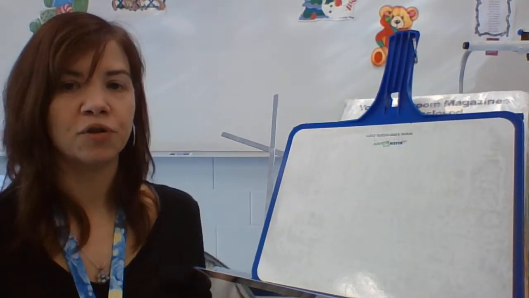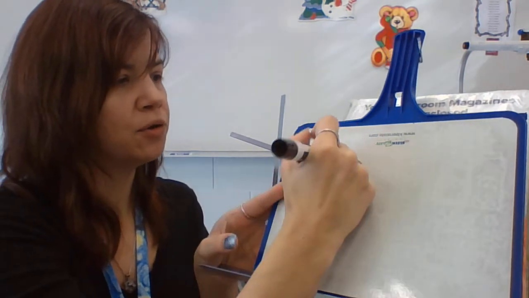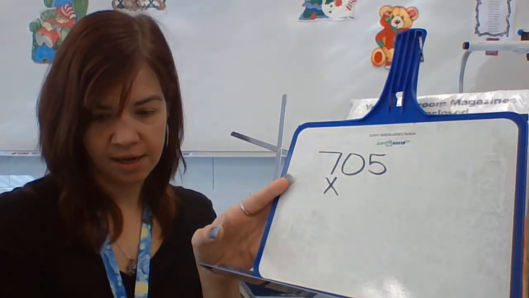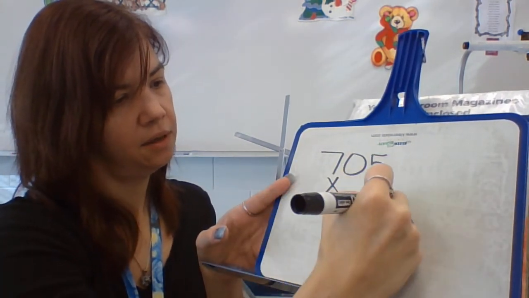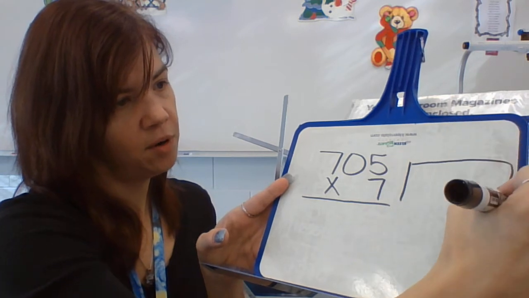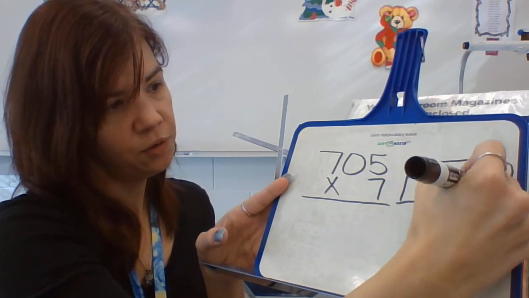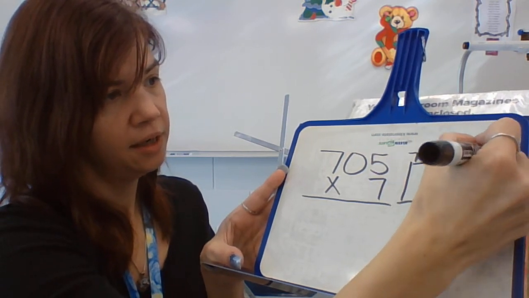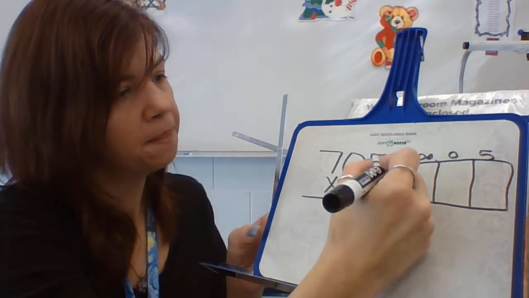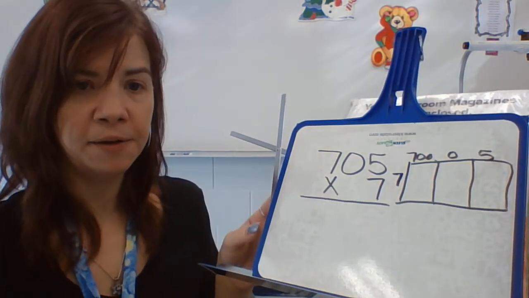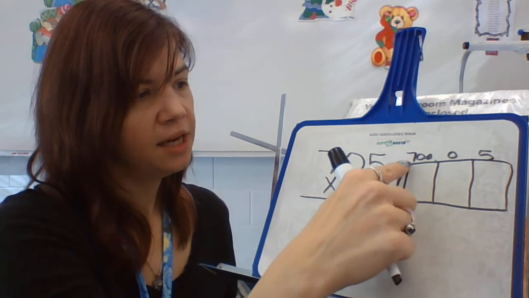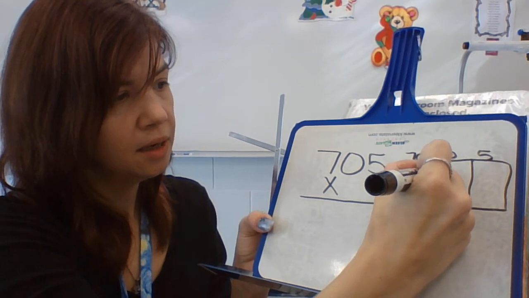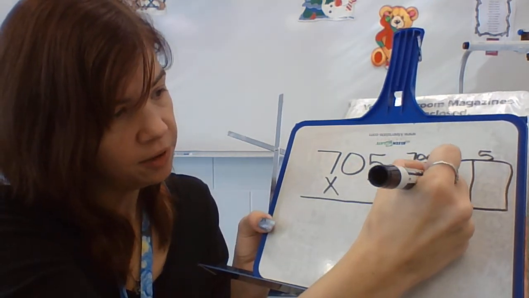All right. I'm going to try one more, and then the last one I want you to try on your own. 705 times 7. If I do my area model here, and this is to also make sure that I'm getting the right answers, this helps check. So there I broke apart my number. And there's my 7. 7 times 7. Again, if you need that multiplication chart, please use it. It's 49, and we add our 2 zeros.